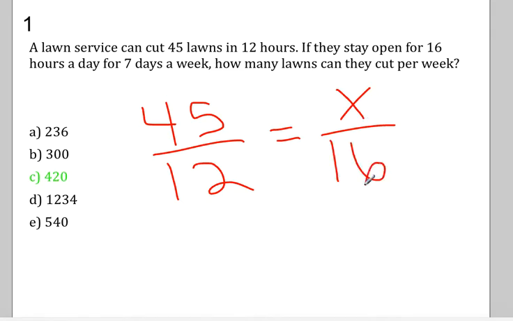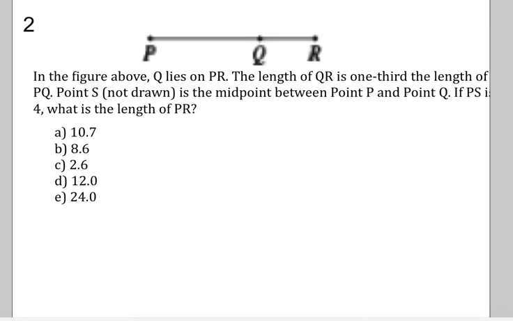When you do it this way, you'll get x is going to equal 60. Right? So that's how many they're going to do in 16 hours. And then times 7 days a week is going to be 420 lawns per week. All right. Number two, pause the video.